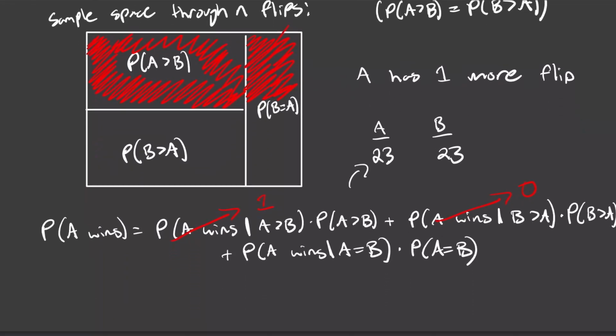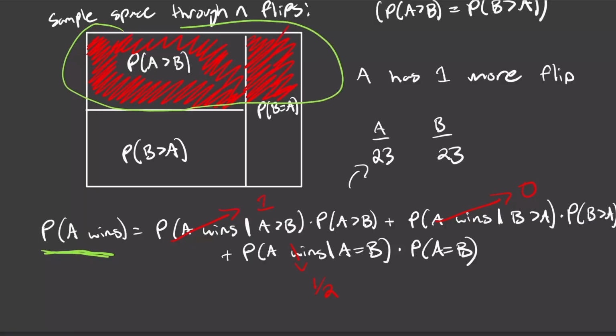All right, so this right here was equal to 1/2. So what is the probability that A wins? Well, if you notice something interesting up here, the red region, which was the probability that A wins, takes up 50% of our total probability space. So how do we know that? Well, remember we had symmetry where the probability of A being greater than B was equal to the probability of B being greater than A.